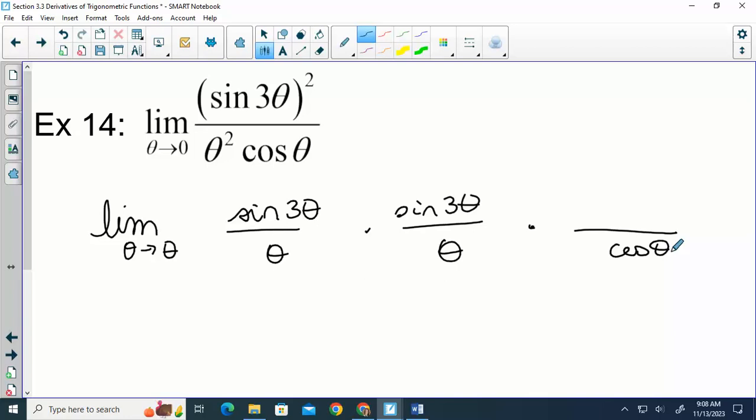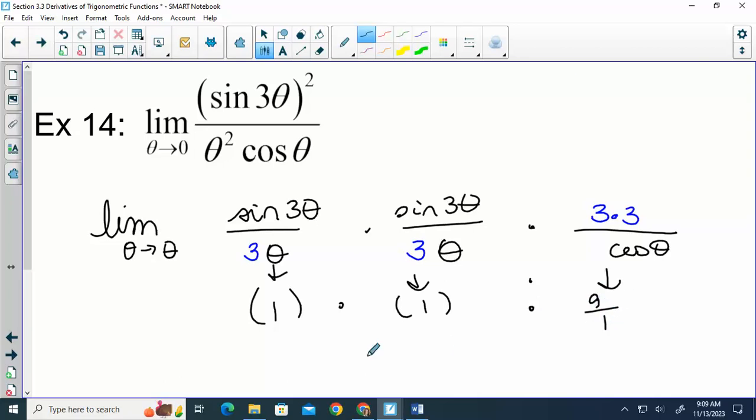In order to be able to work it, if this is a 3 theta, that has to be a 3 theta. And if you put a 3 on the bottom, we need 3 on top somewhere. Okay, this one also needs a 3, so we need another 3 on top to cancel it. So then that goes to 1. This one goes to 1. This one, 3 times 3 is 9. Cosine of 0 is 1. And so we get 9. You guys do the next problem.